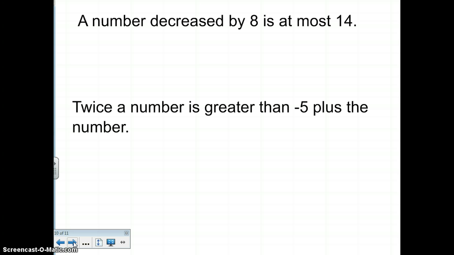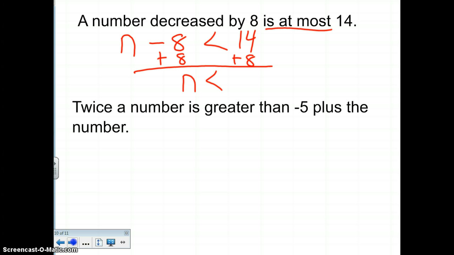This next instance, a number decreased by 8 is at most. Might be helpful to look at page 296 to see what we do with that particular one. A number, we'll use n, decreased by 8. That part's fairly straightforward. At most 14. So in that case, it's less than or equal to 14. Now we're just solving, and we get n needs to be less than or equal to 22. Hold on, I'm adding 22.